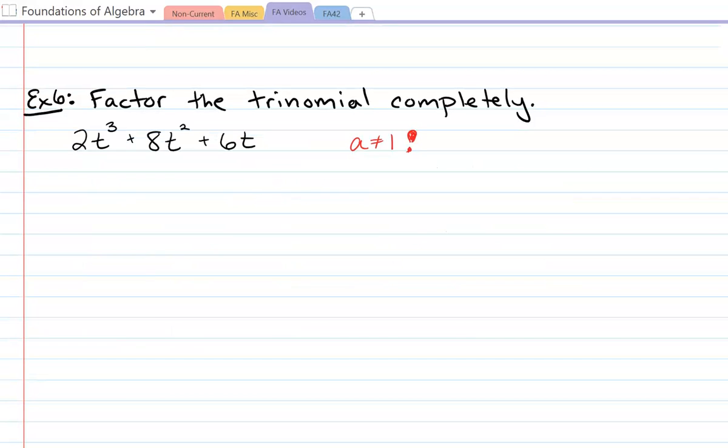So let's have another one. We have 2t cubed plus 8t squared plus 6t. This is a problem. A is not 1. This is our A. So the first thing on our mind is that A is not 1. This could be a problem, but maybe not. If A is not 1, the next thing on our brain should be, is there a GCF that we can pull out?